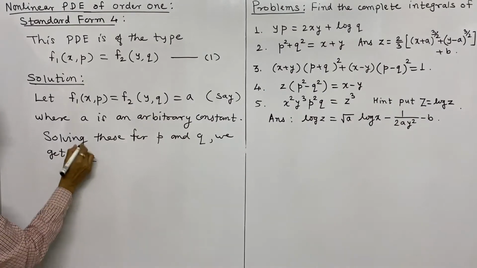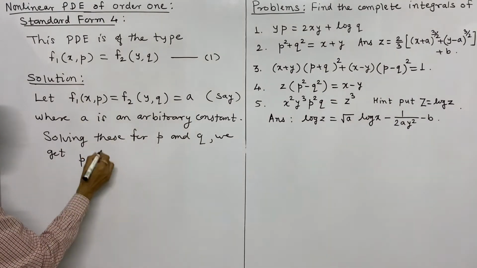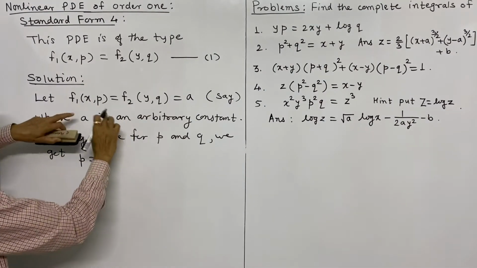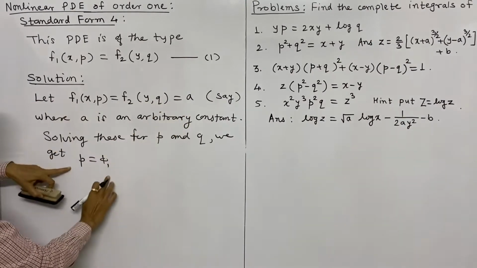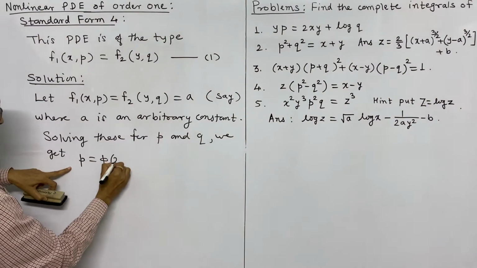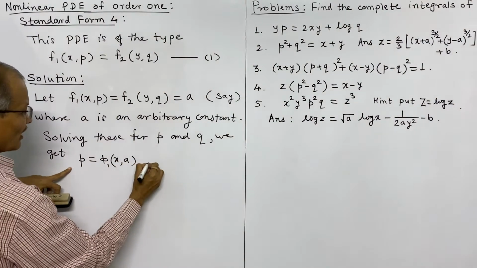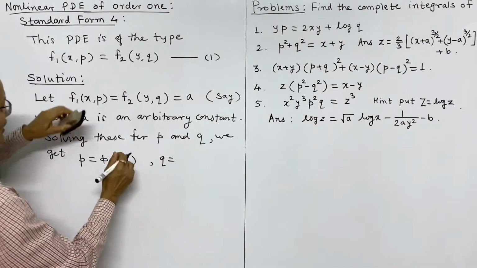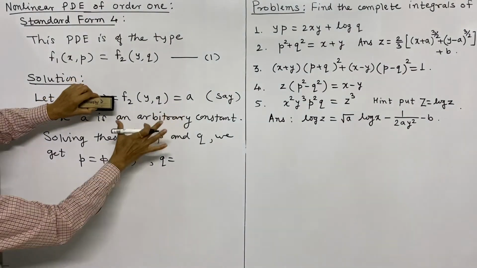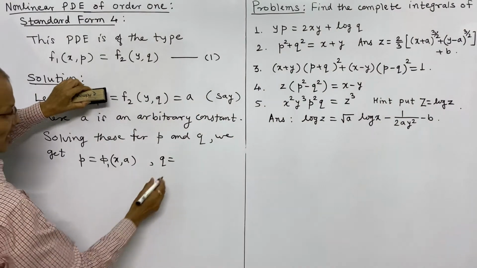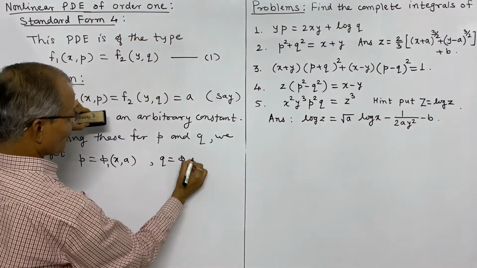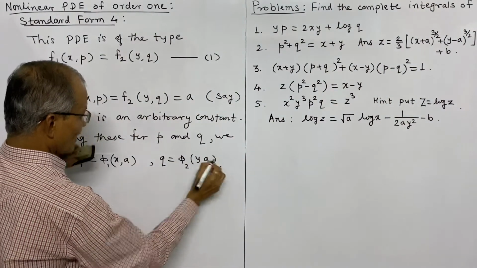Solving these for p and q, we get, suppose from this the value of p will be, say, a function of x and A. So take F1 of x, p is equal to A and find p from that. And suppose that is the function phi1 of x and A, and for q, take F2 is equal to this A and solve this and find the value of q, and suppose that is phi2, a function of y and A.